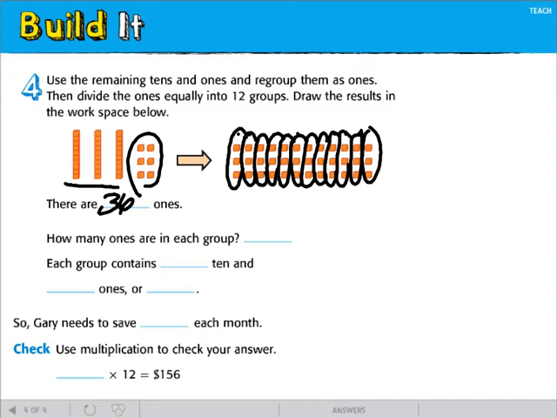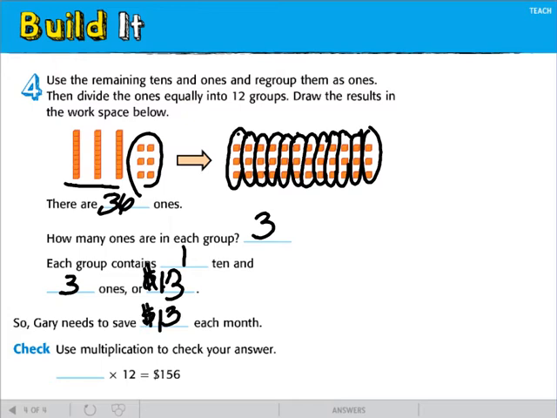So how many are in each group? You just told me, 3. So each group contains how many tens? 1 ten. And how many ones? 3. So if you have 1 ten and 3 ones, your answer is 13. And it's dollars. All right. So Gary needs to save $13 each month.